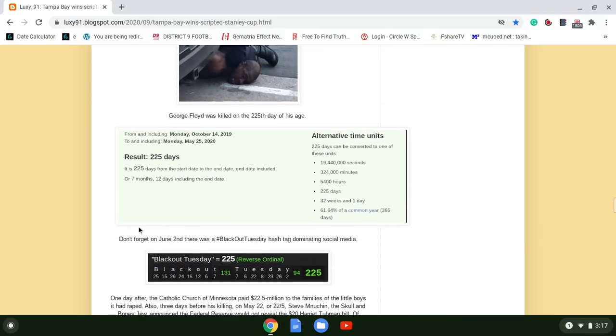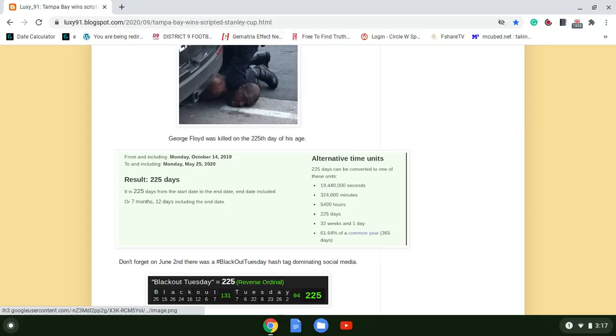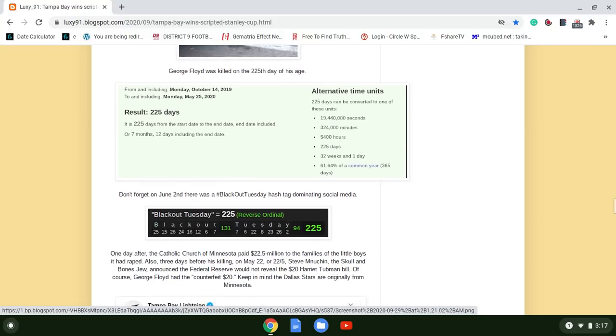Don't forget that on June 2nd, we had the social media phenomenon called Blackout Tuesday. Facebook, Twitter, Instagram, everybody uploaded a blank black photo. Blackout Tuesday's 225, like how George Floyd was killed on the 225th day of his age. We're going to elaborate a heck of a lot more on the number 225.